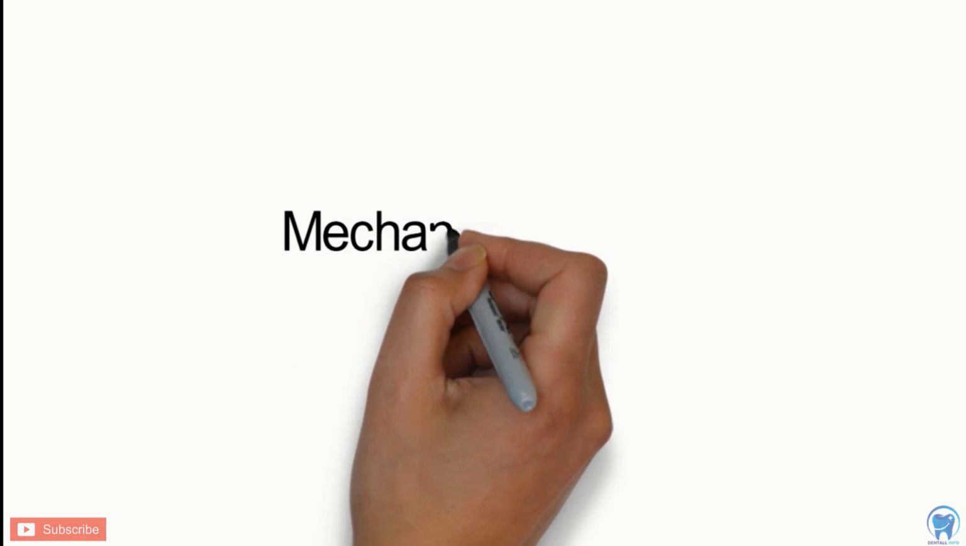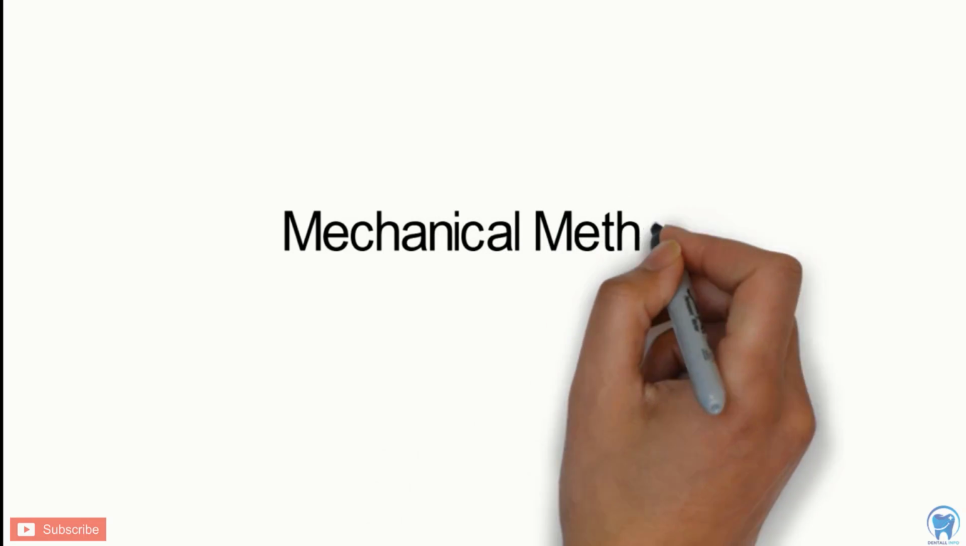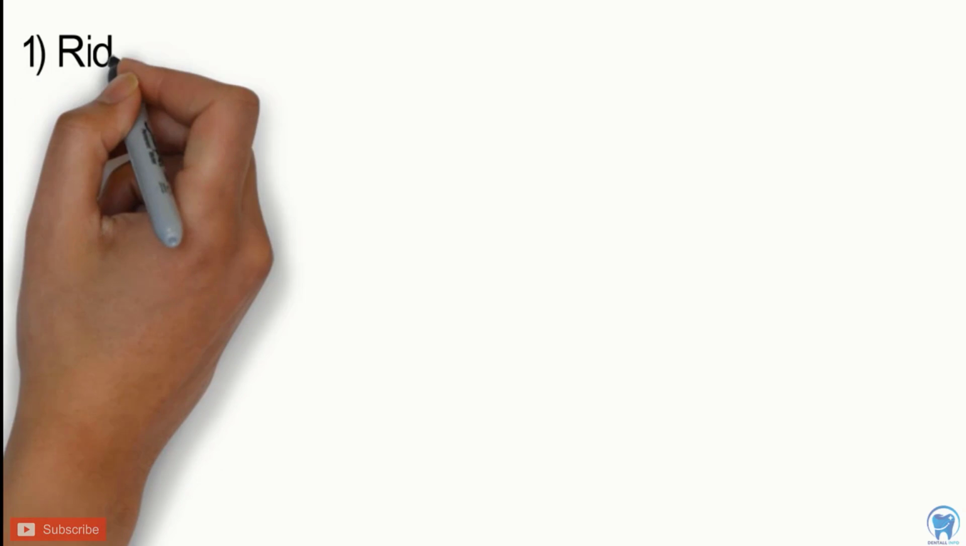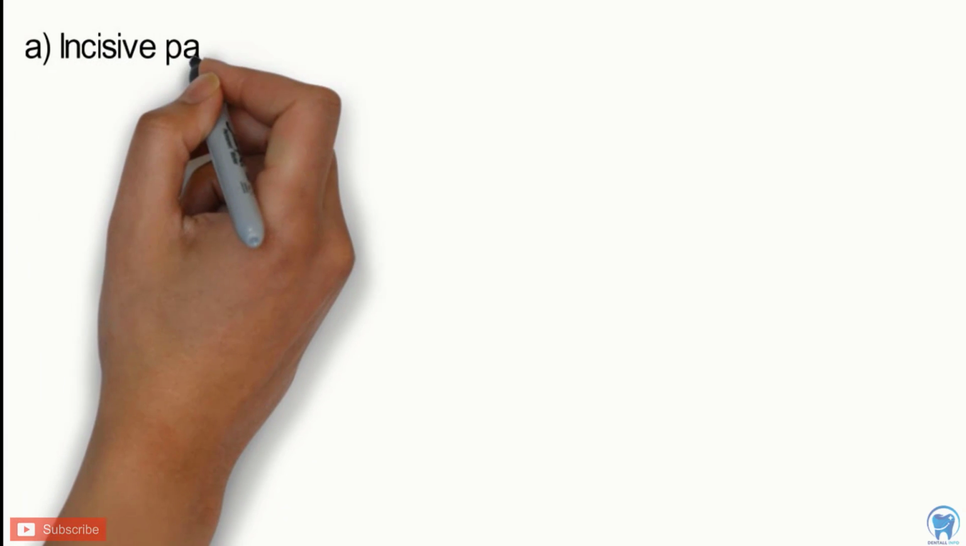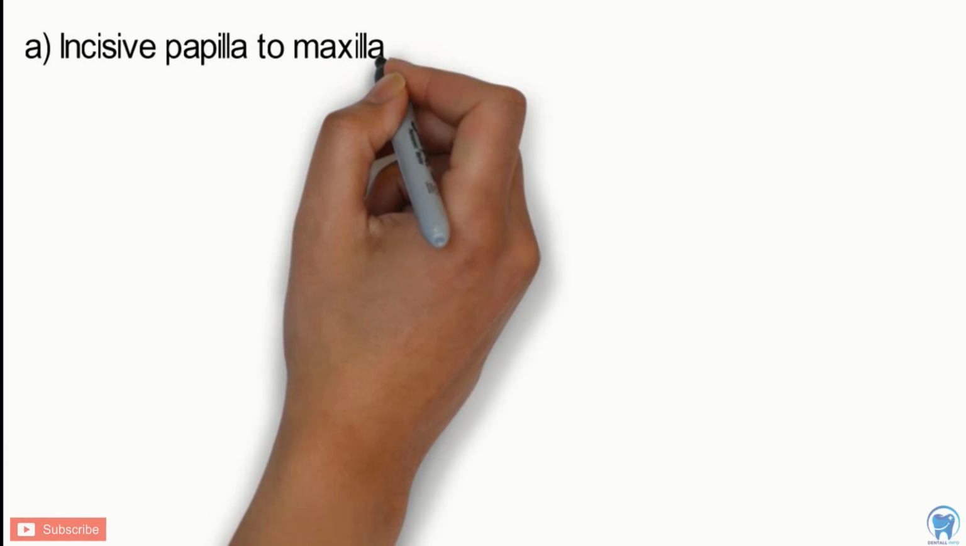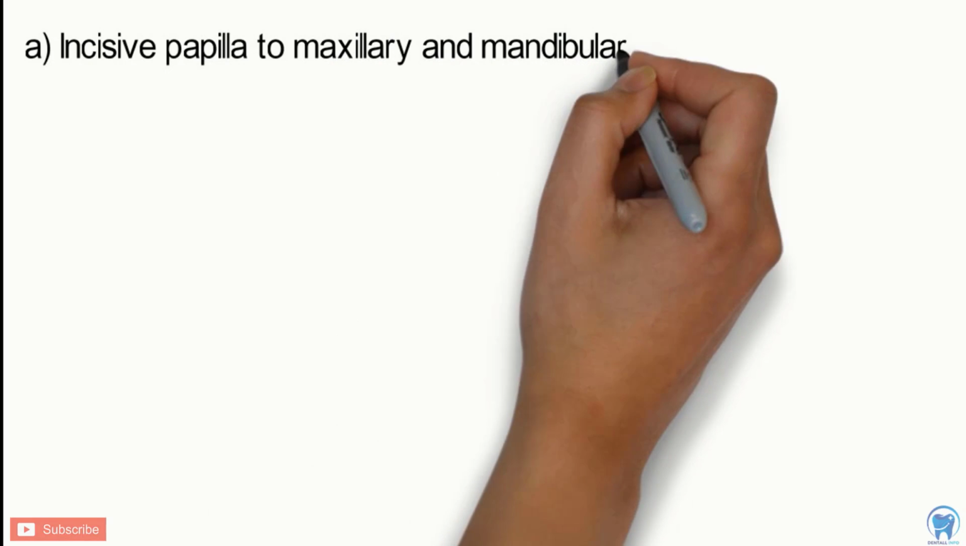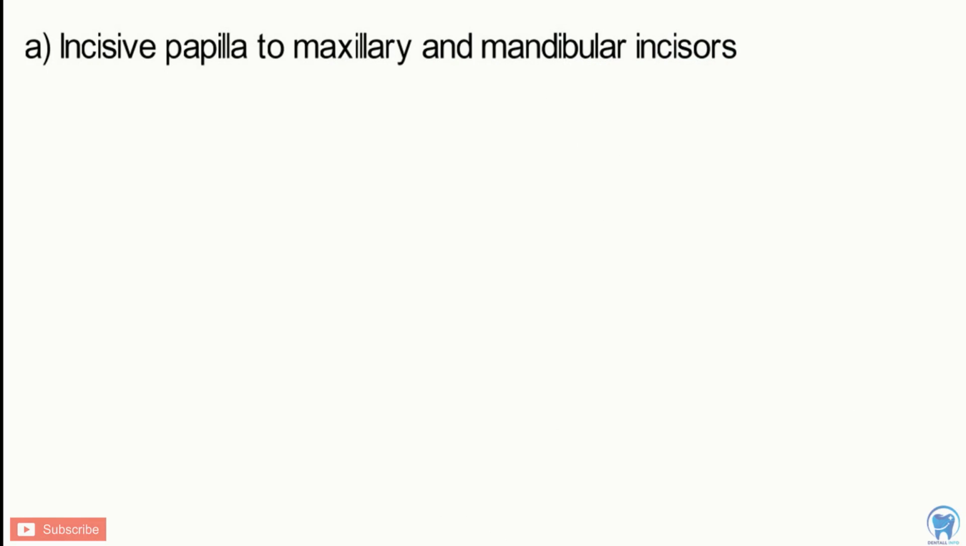Now let's discuss each method in detail. Let's begin with mechanical methods. The first method of determining the vertical dimension is through ridge relation. The distance between the incisive papilla and mandibular incisors act as a guide in determining the vertical dimension of occlusion.